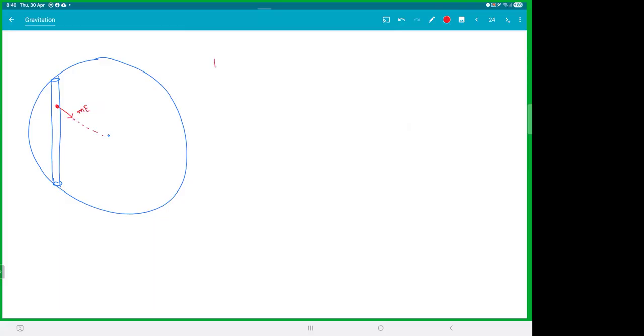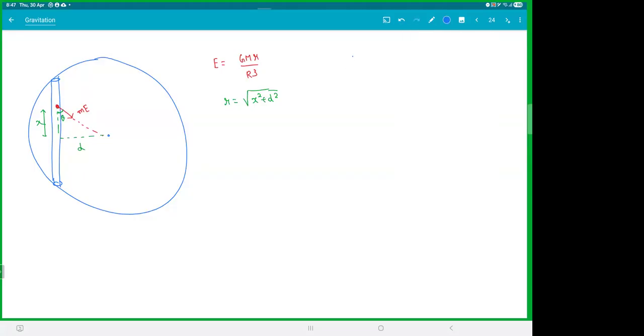And what is the field inside the solid sphere? G M small r by R cube. It's a linear function. So that's the field inside a solid sphere. You should know your results. This distance is d and this distance is x, right? So small r is nothing but root over x square plus d square. That's the distance between the particle to the center. And let this angle be theta.